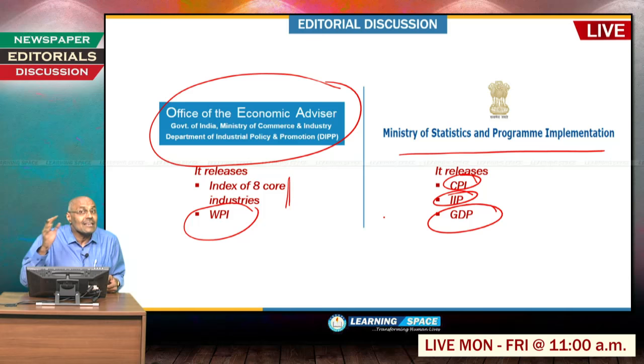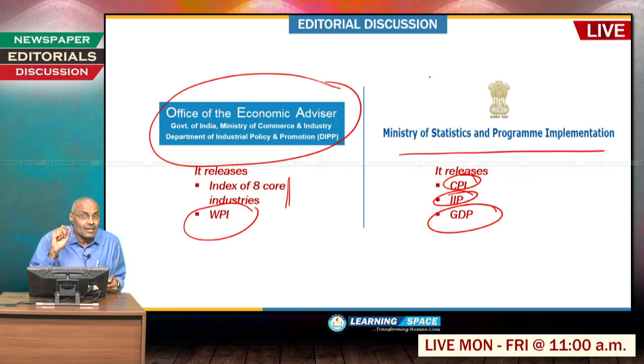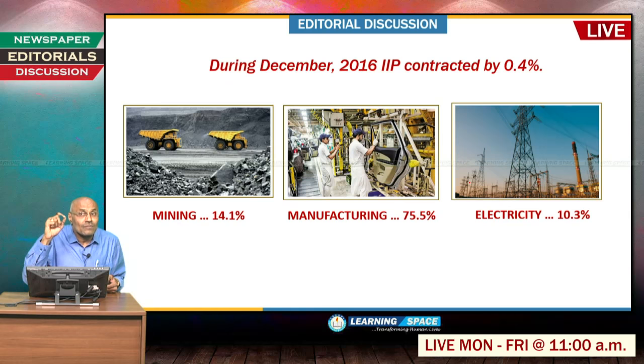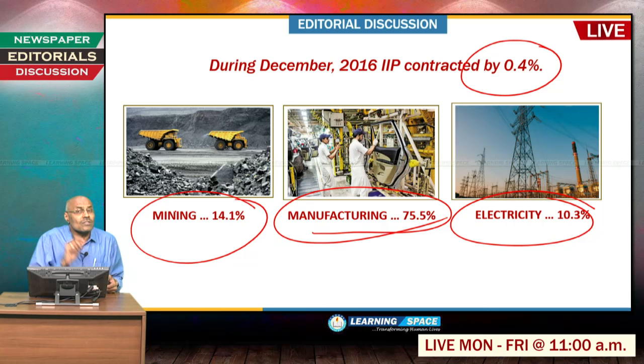And now, in the WPI, the wholesale price index, we are talking about the wholesale price index as well as the consumer price index. In addition to that, the index of industrial production is there. In the news item, the index of industrial production contracted by 0.4% in December. And here, please don't forget, in the index of industrial production, manufacturing constitutes 75%, electricity 10%, mining 14%. So, these weightages, please don't forget.